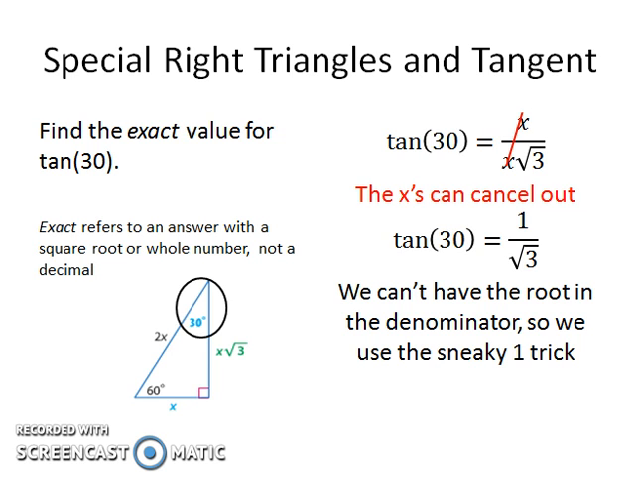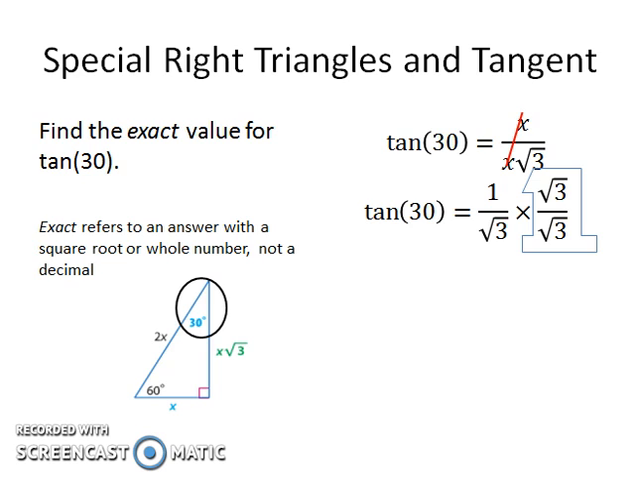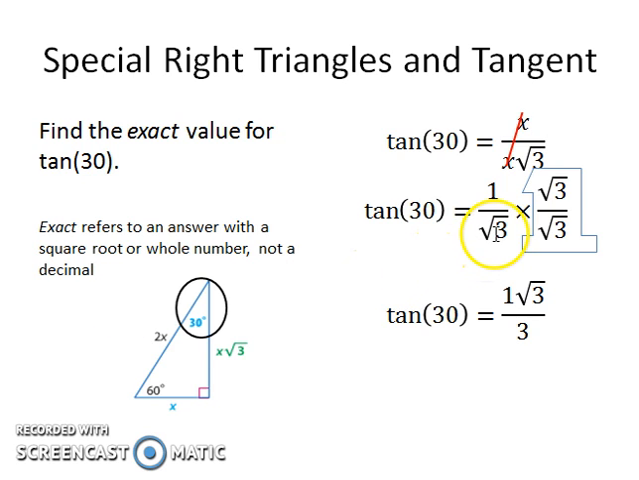Can't have a square root in the denominator. We're going to use the sneaky one trick. We have to readjust the way this number is written so it looks correct. We multiply by the sneaky 1, which is root 3 over root 3. We multiply across the top and across the bottom to get 1 times the square root of 3 over 3. Remember that root 3 times root 3 on the bottom turns into root 9, and the square root of 9 is 3. So that would be our exact value for tangent 30.